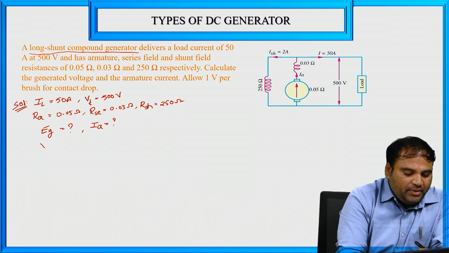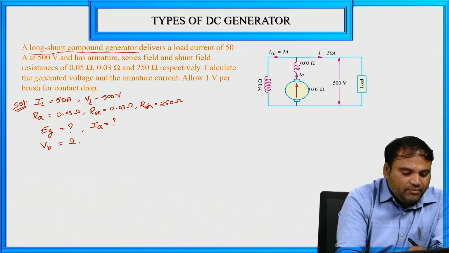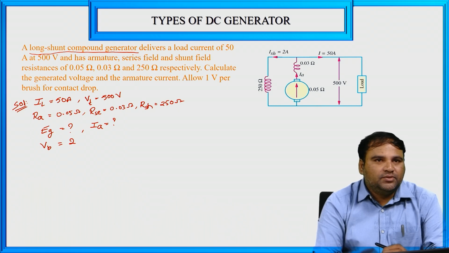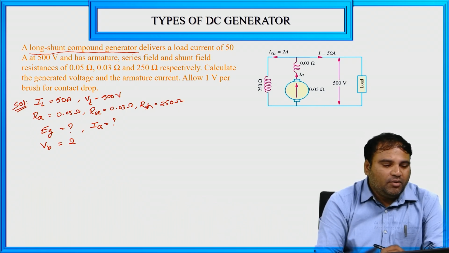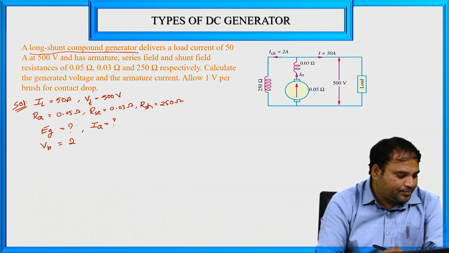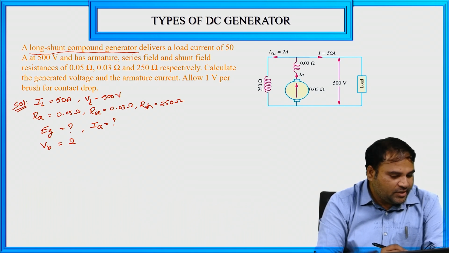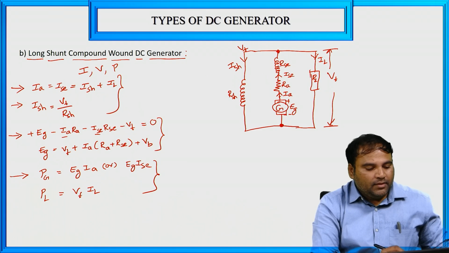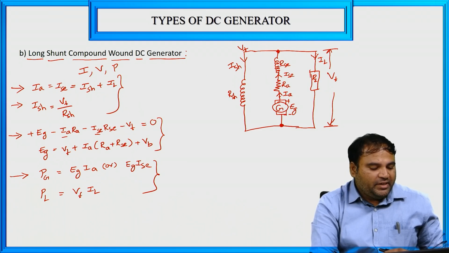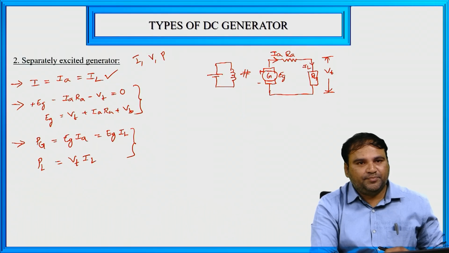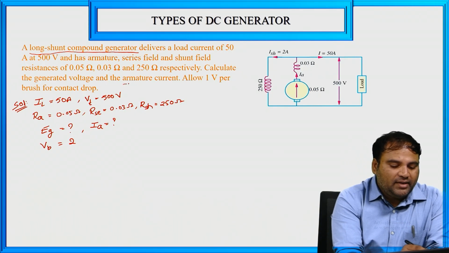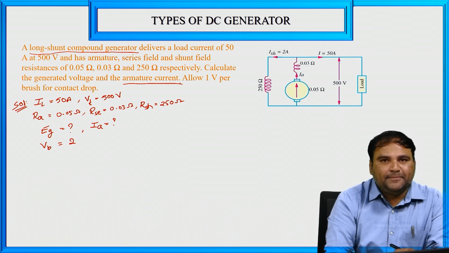Then Vb is equal to 1 volt per brush, that is 2 volts, right? So for this long shunt compound wound DC generator, we have the equation Eg equal to Vt plus Ia into (Ra plus Rsc) plus Vb. But before that, first we have to calculate the armature current Ia.